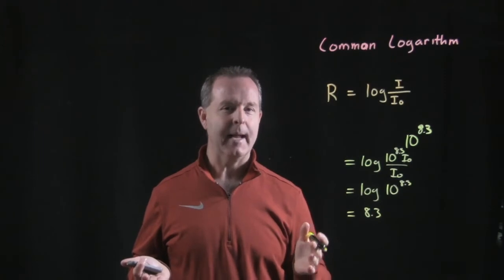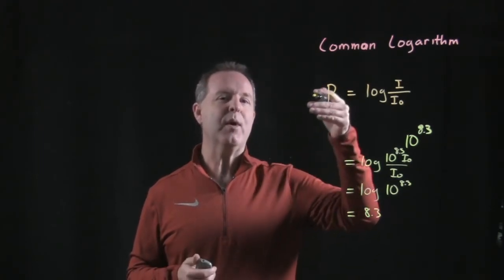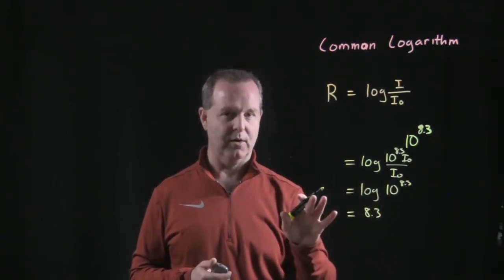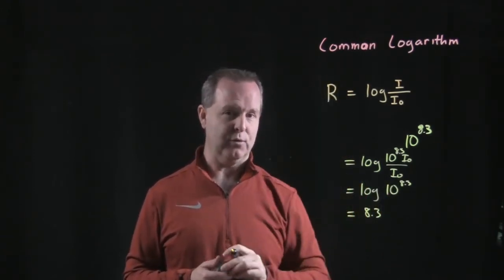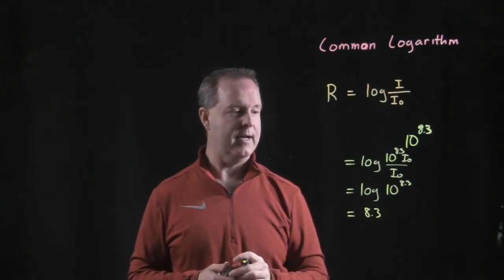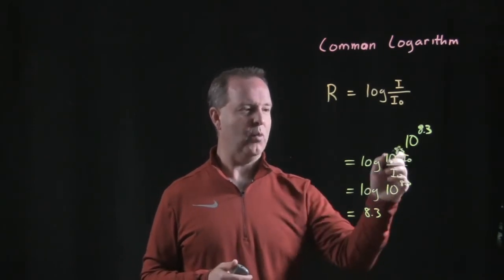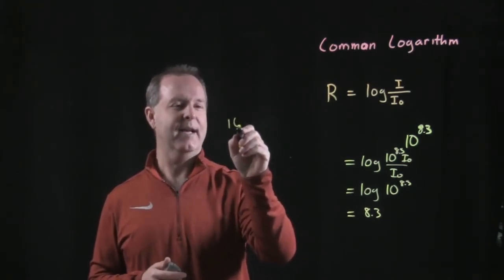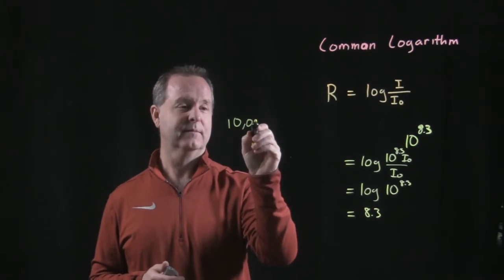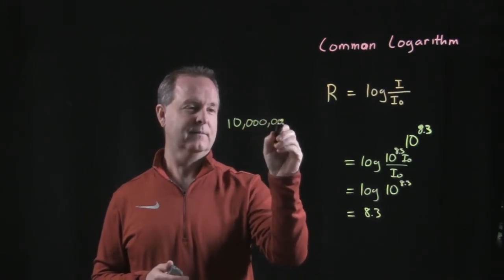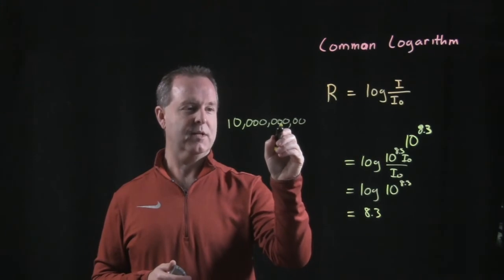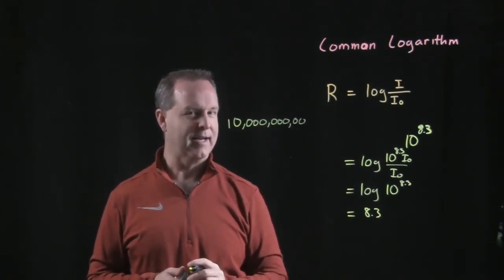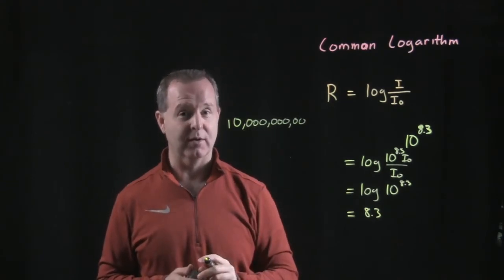What does that mean? That means it was 10 to the 8.3 times stronger, not just 8.3 times stronger, but 10 to the 8.3 times stronger. And if we just wrote that out for a little bit, what is 10 to the 8.3? That's 10 with 8 zeros after it. I got the decimals in the wrong spot. And so it's that many times stronger, not 8.3, but that many times stronger.